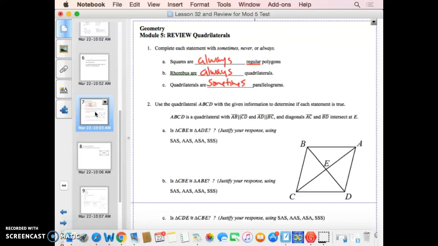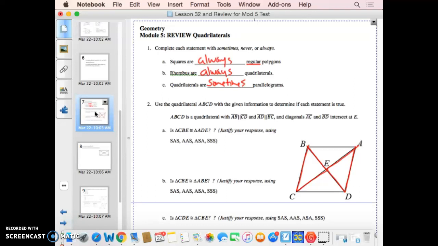All right, so you're going to use this quadrilateral ABCD to determine which statement is true and justify your answer. So we want to know, is CBE congruent to ADE? Well, a couple things. First of all, it told me that it's a quadrilateral, and it told me that AC and BD intersect. Nope, it didn't tell me they're equal. It told me that these lines are parallel, okay? So what can we say about that?